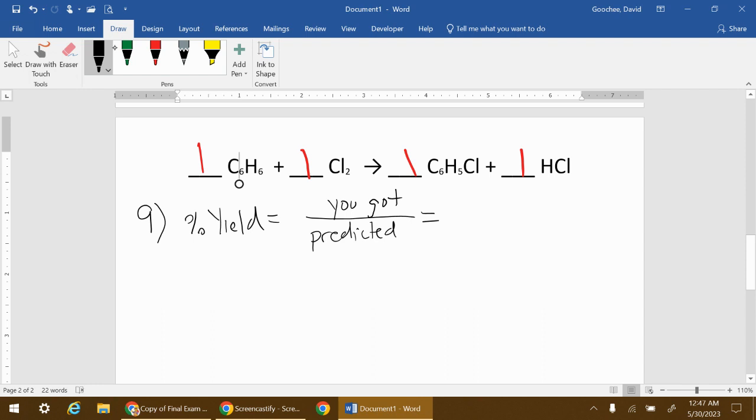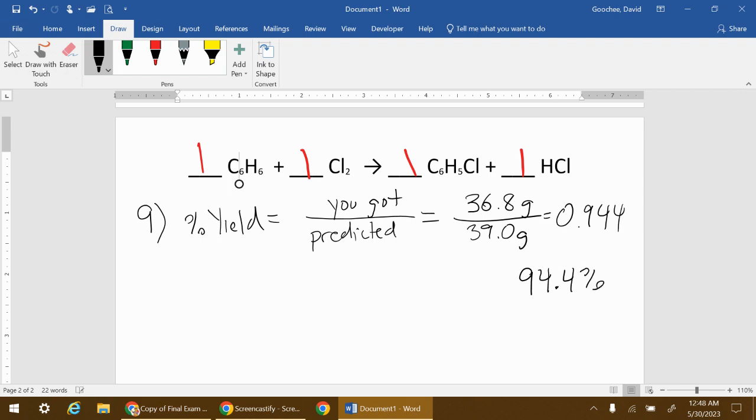So in this case, they actually got 36.8 grams out of a theoretical predicted amount of 39.0 grams. So what is 36.8 divided by 39? You get 0.944 or 94.4% yield. There we go. That's the answer to number 9. We didn't even need to use the balanced equation, but we are in this next one.